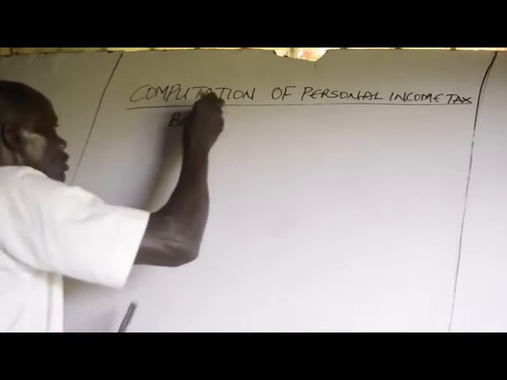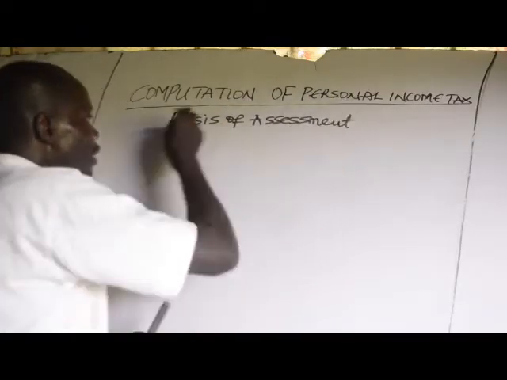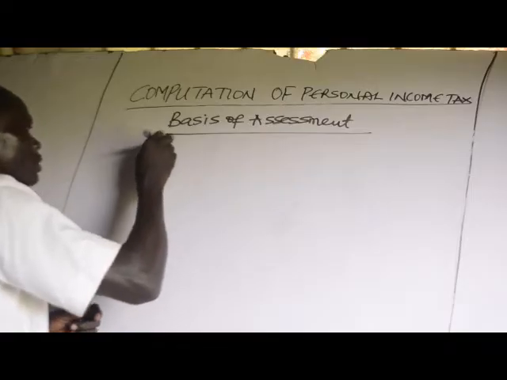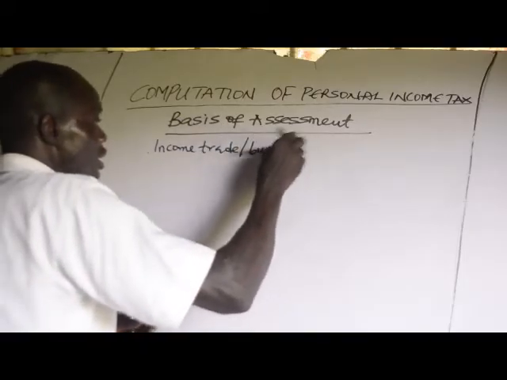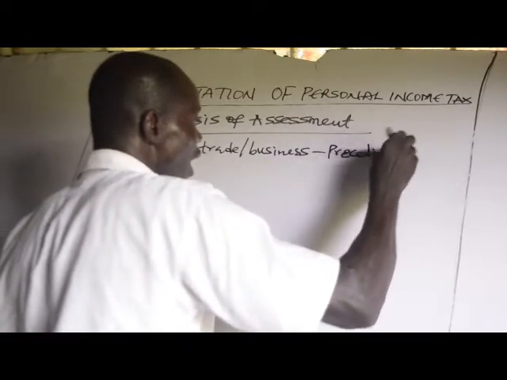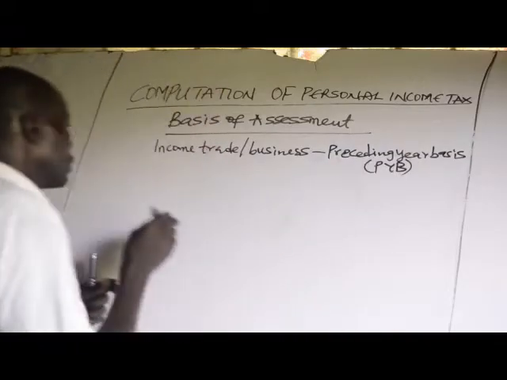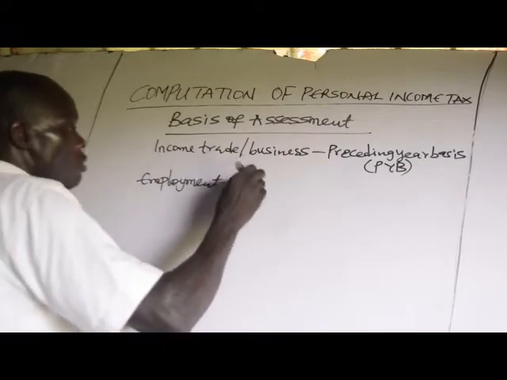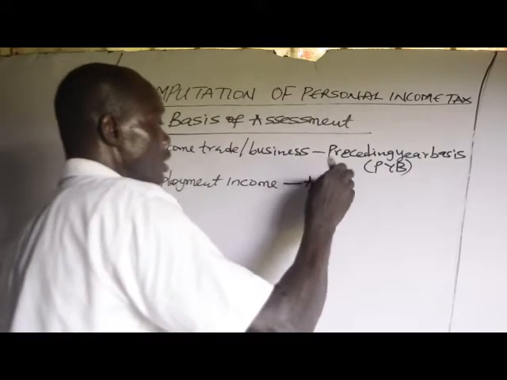Basis of assessment of personal income. Income from trade or business is assessable on preceding year basis, PYB. Employment income and other taxable benefits are assessable on actual year basis.